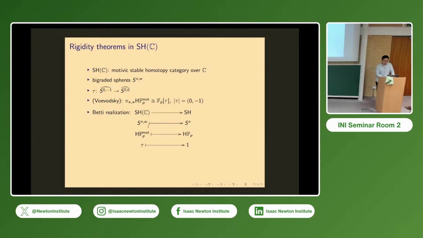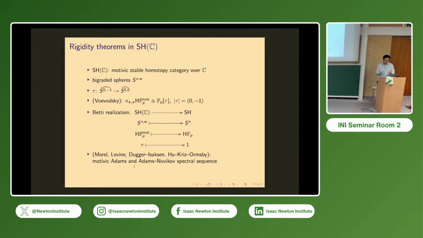It sends the bigraded spheres by ignoring the second grading. It sends the motivic Eilenberg-MacLane spectrum to the classical one, and it also sends this tau to the identity map. So basically, classically we use Adams-Novikov spectral sequence to compute the classical homotopy groups of spheres. So motivically, we can use the motivic analogs like the ones based on HFP or the motivic version of MU or BP to establish the motivic Adams and Adams-Novikov spectral sequence.